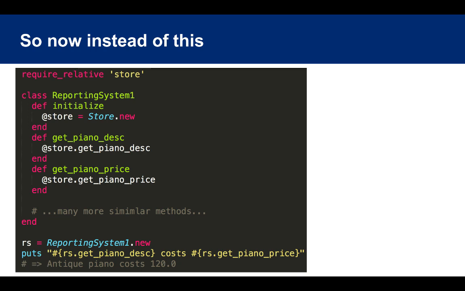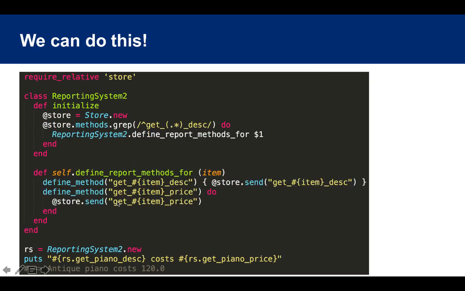So what does all of this do for us? For example, in our case of the reporting system, instead of having a reporting system class that basically has to have a separate method for all of these different methods in the store class, and writing hundreds of methods that the store class already has, what you could do instead is define this class, ReportingSystem2, which still initializes the store, but then, check this out, it does a grep for all the methods in the store for a certain pattern, right?